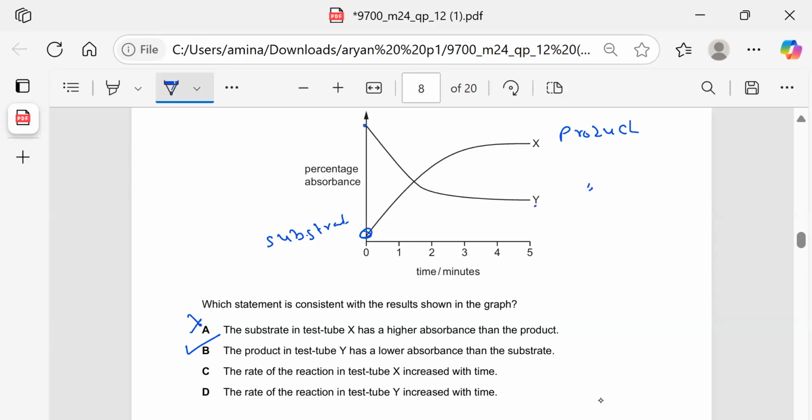C, the rate of reaction in test tube X increases. I have no information about the rate of reaction, and this graph is also not telling me any information about the rate of reaction.